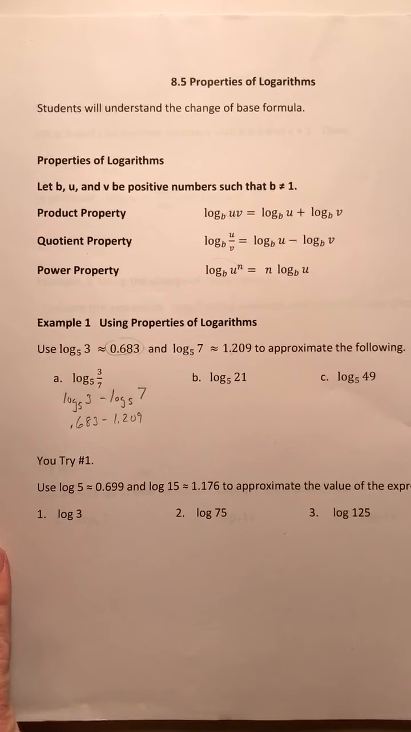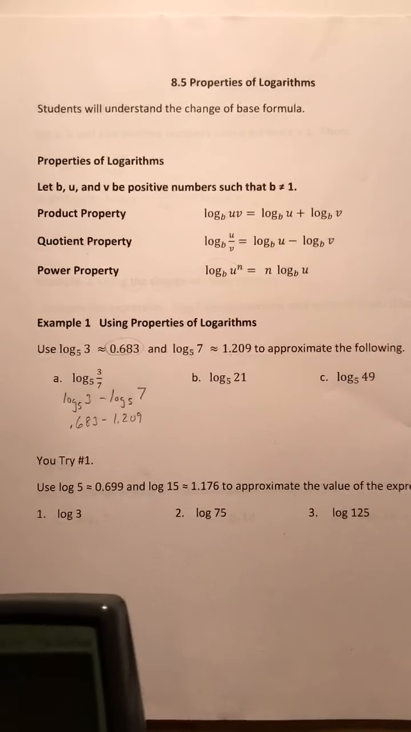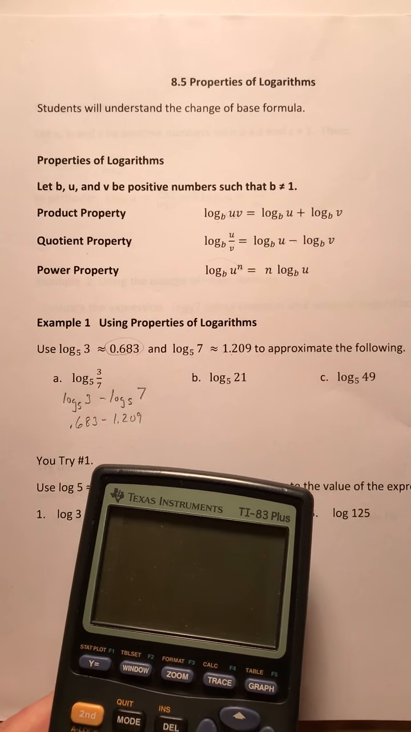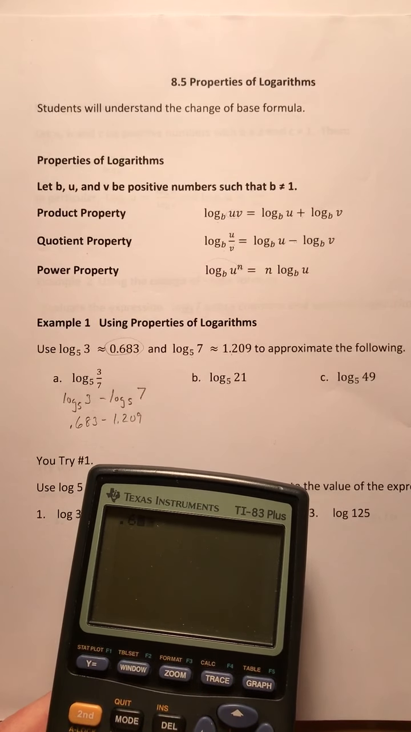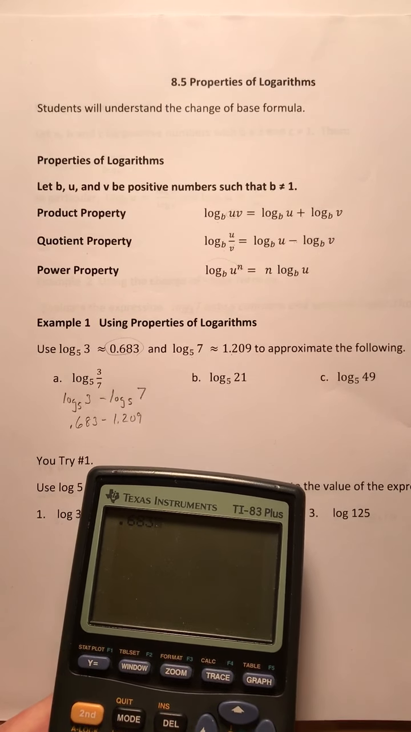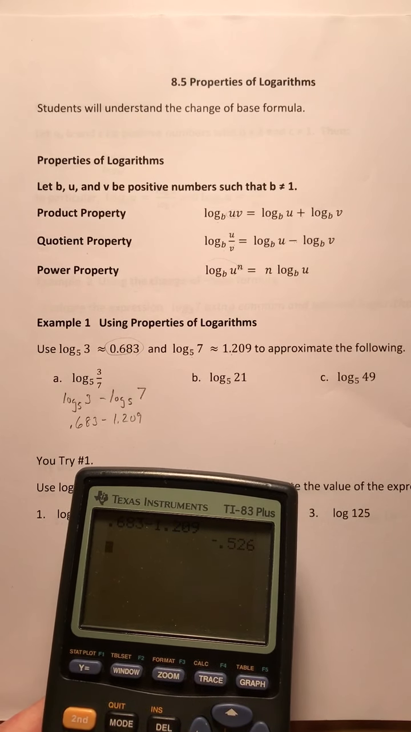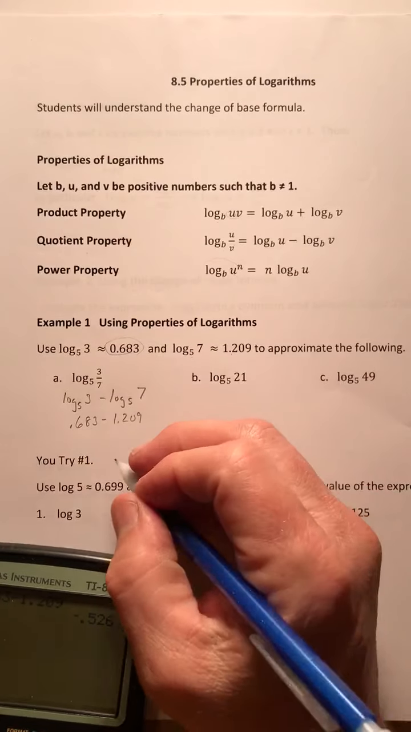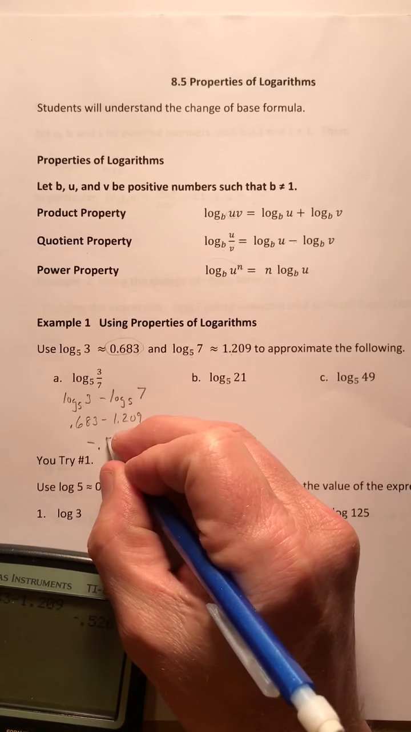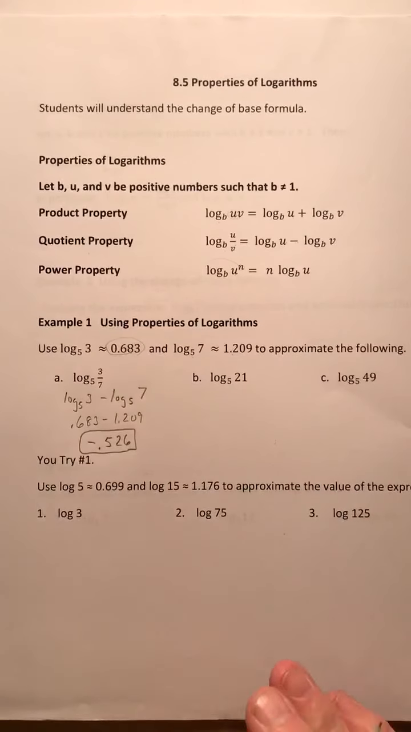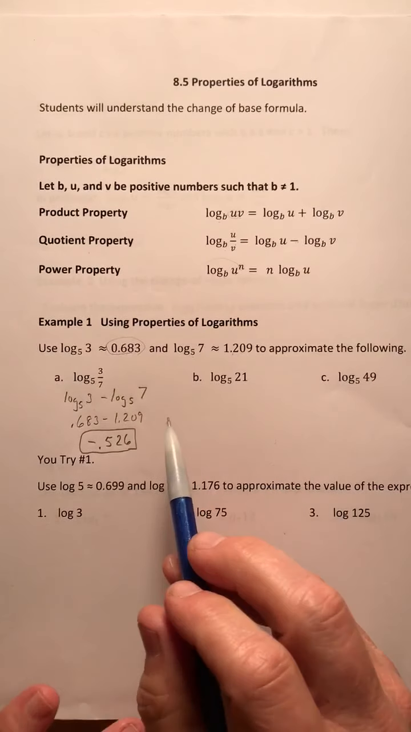And then all we got to do is take those two numbers, put those in the calculator, and subtract them. So we get 0.683 minus 1.209. And we get our answer, negative 0.526. So that's how we used our division property.